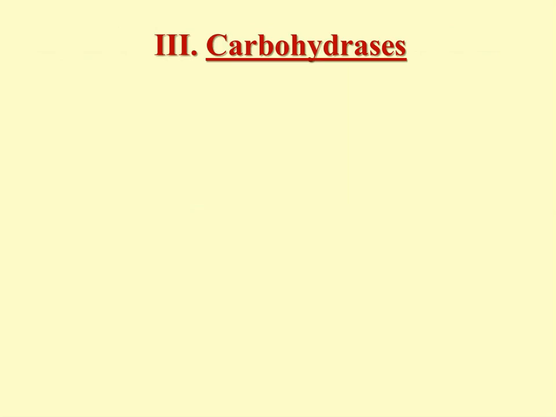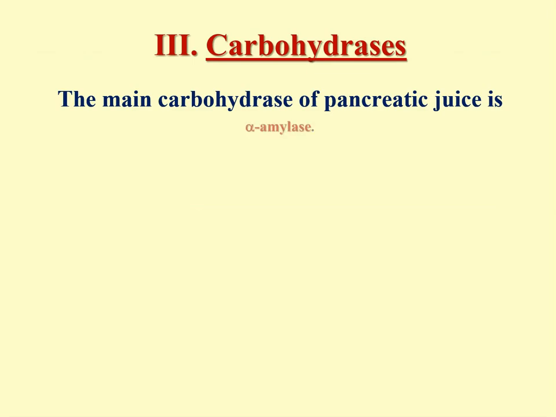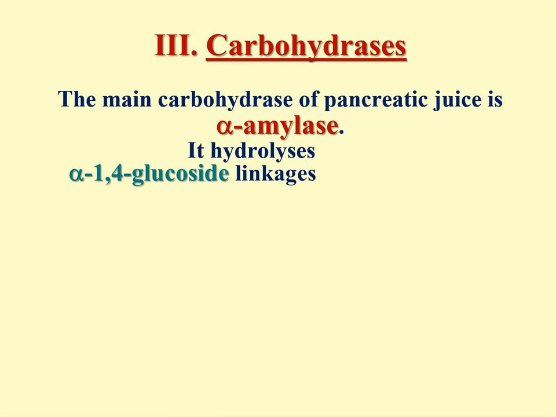Carbohydrases, the enzymes that split carbohydrates. And the main one is alpha amylase, well known from the saliva. But here alpha amylase has much longer time for action, and it actively and easily splits starch and glycogen into smaller pieces. This includes the formation of a number of substances of different size.